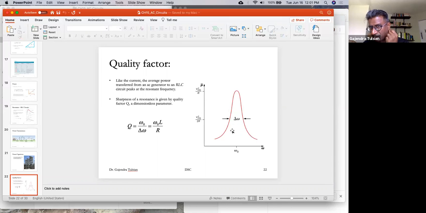For instance, if your circuit was a tuning circuit and you don't want disturbance from nearby frequencies, what you want is a sharp curve. The quality factor is defined as omega divided by delta omega, where delta omega is the width at half power. You see, the smaller the width, the greater Q is. And the quality factor is related to the inductance in the circuit divided by the resistance in the circuit.